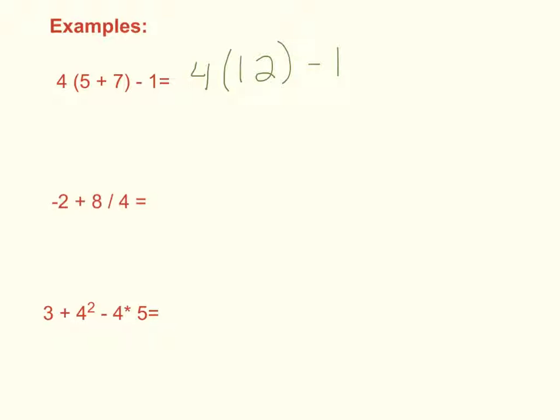We can show multiplication with that multiplication sign or an asterisk, an X. I try to stay away from the X because it starts to look too much like a variable. So I'm going to multiply here first to get 48 minus 1, so that equals 47.